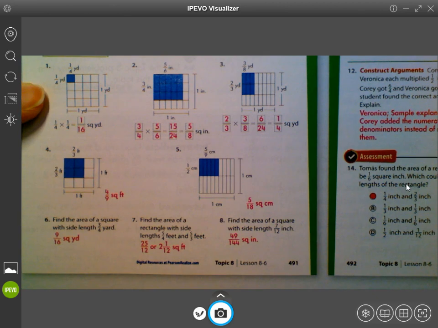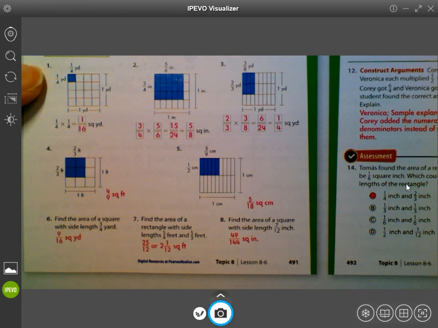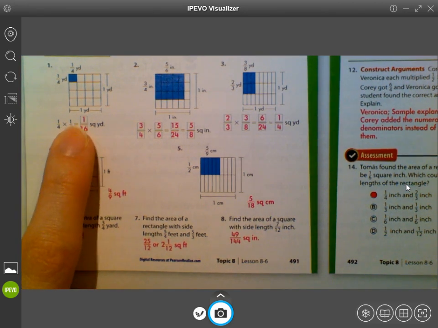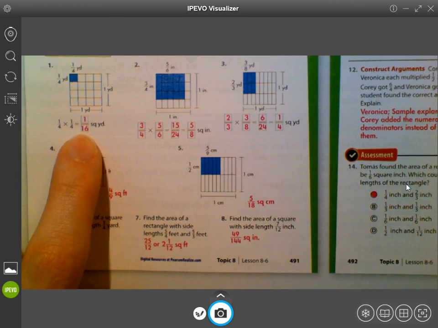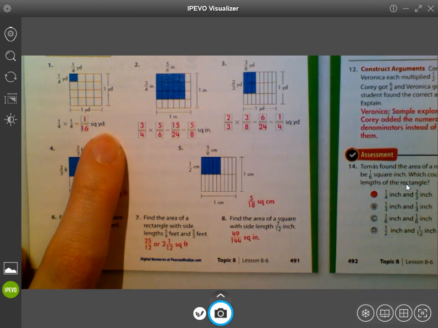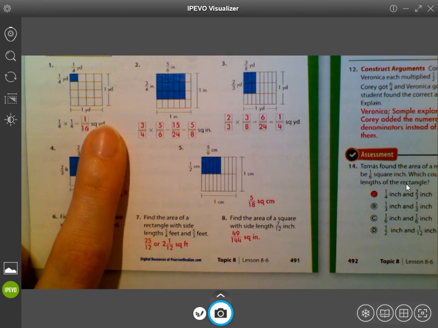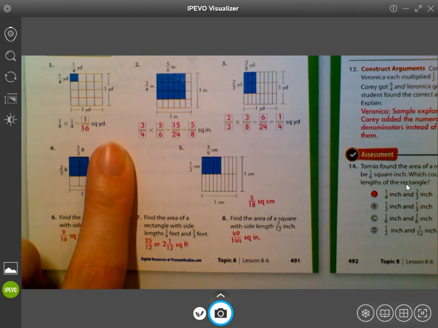For number 1, we were doing exactly what we did in our notes yesterday. It was up to you if you wanted to use the actual grid to find your answer, or if you just wanted to take the 1/4 times 1/4. When we multiply that, we multiply the numerators, 1 and 1, to get 1 as the numerator in our answer, and then 4 by 4 to get 16 as our denominator, for 1/16 square yard. Now, this is another way you can write your answer, 5th grade. Instead of writing yard with the little 2 at the top, which is yard squared, you could put square yards. Either one of those works. So that's number 1.